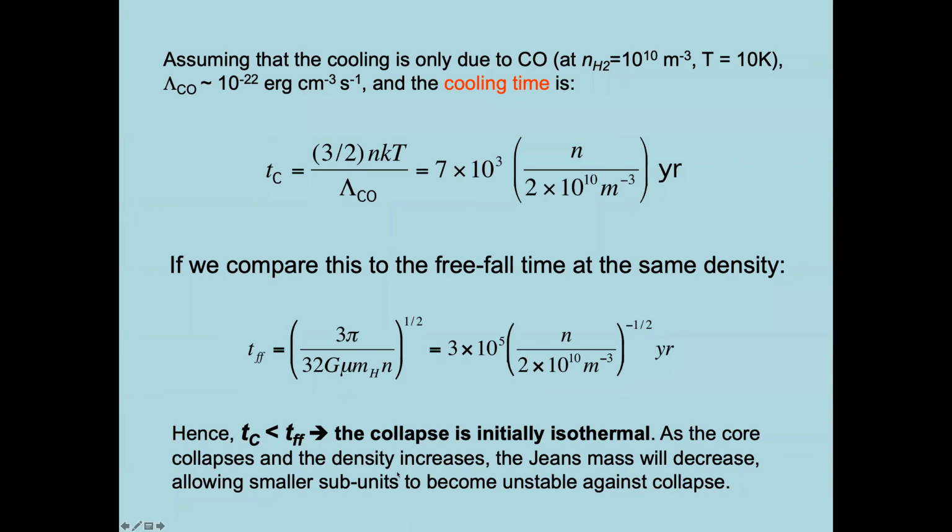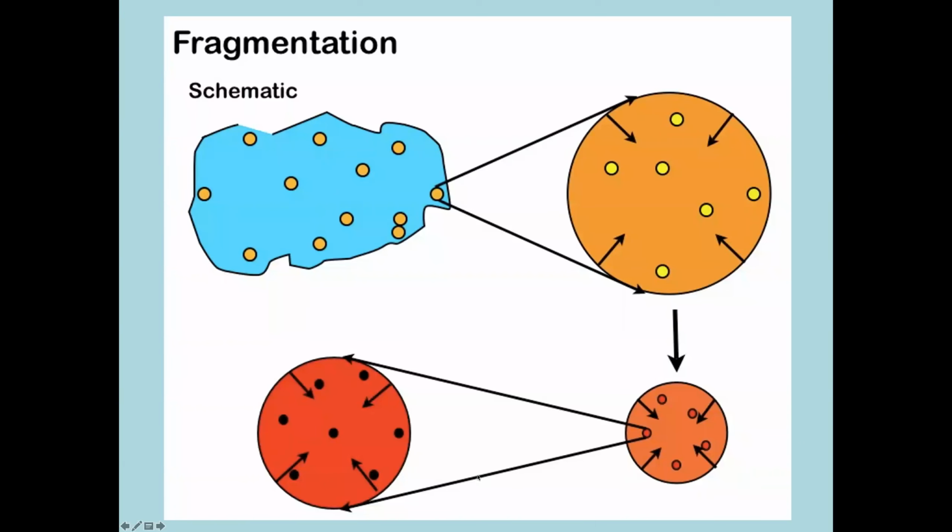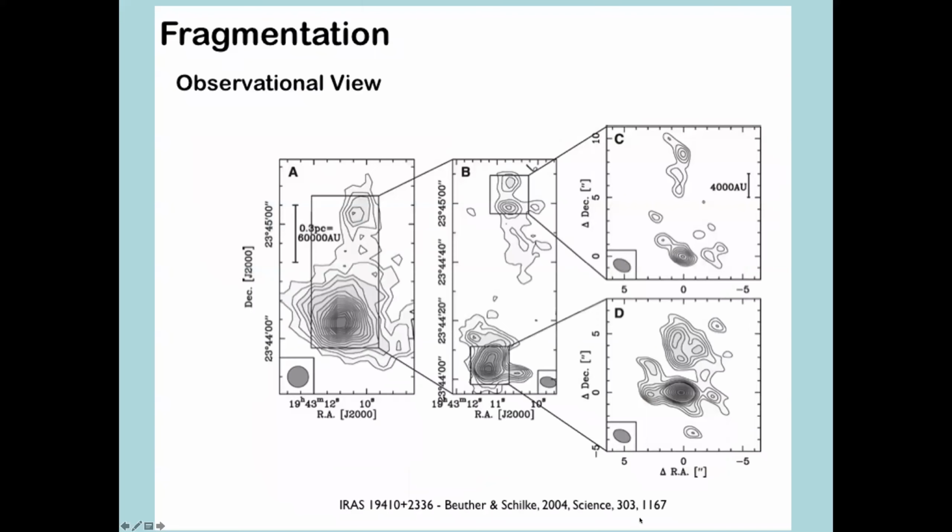So as the core collapses, the density increases, the temperature remains constant, so the Jeans mass will decrease, and this means that you expect to see fragments. You have the cloud that fragments because the mass of the cloud is larger than the Jeans mass. Then you look at the smaller fragment, it continues to fragment, and so on and so forth. You see this in observations. This is a beautiful paper from 2004 from Beuther and Schilke, where they see that going to smaller and smaller scales, they see more and more fragments.